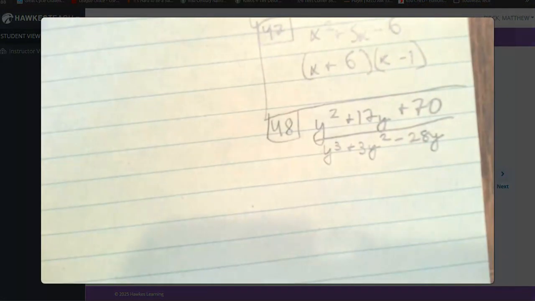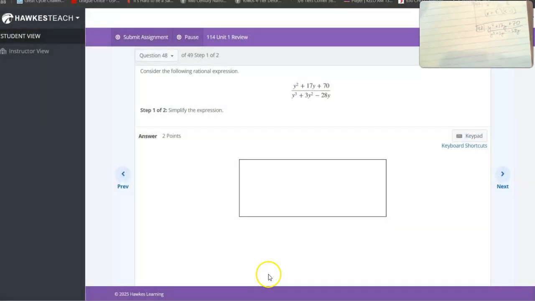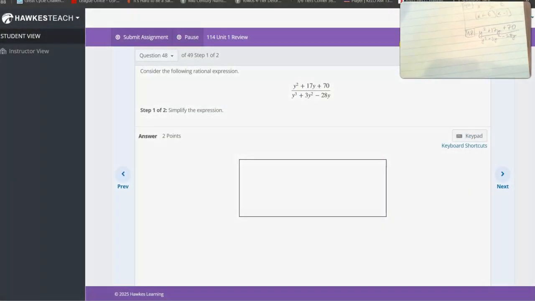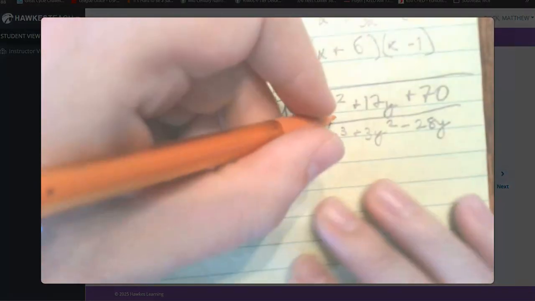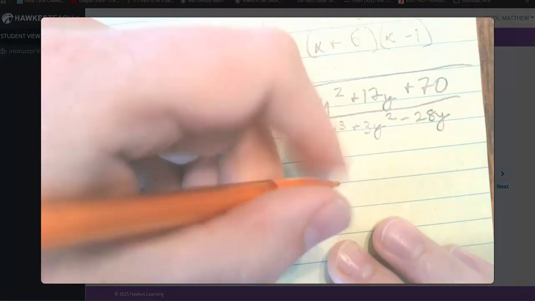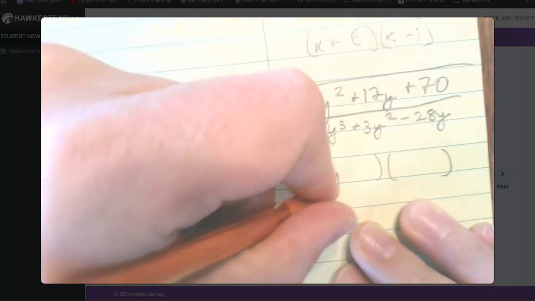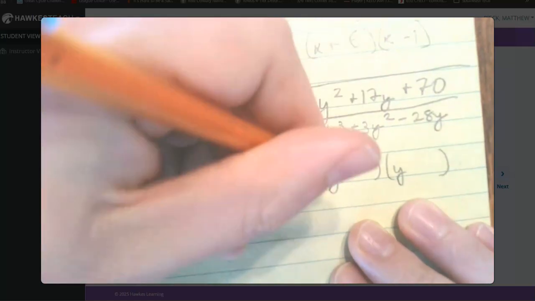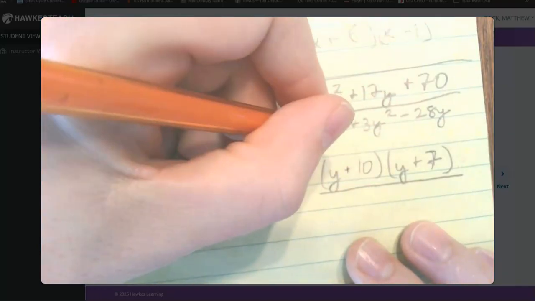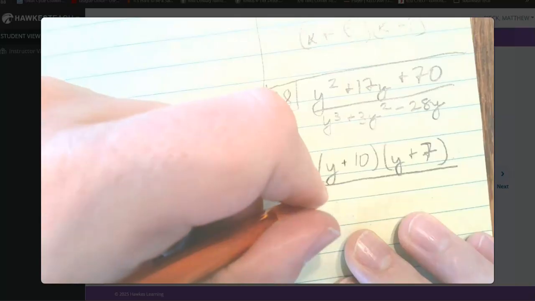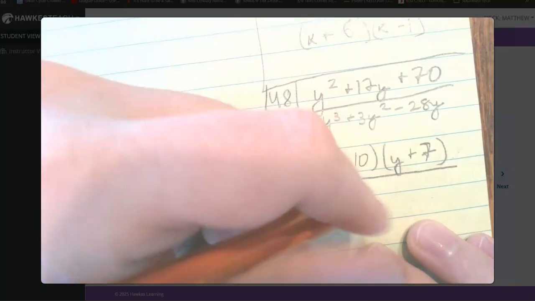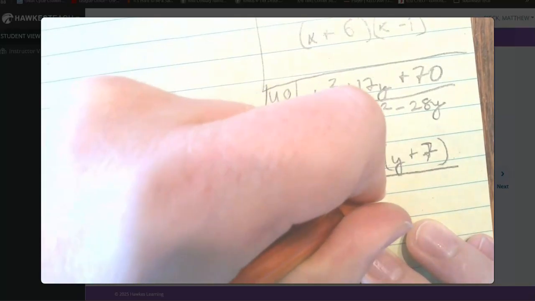All right, so next we're asked to simplify the following expression. Start off, we need to factor the top and bottom. Here we're looking for two things that multiply to get 70 and add to get 17. In that case, that would be 10 and 7. On the bottom, a y shows up in each term, so we can factor y out right off the bat. So we got y squared plus 3y minus 28.